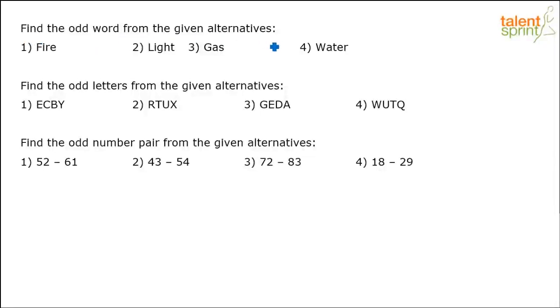Find the odd word from the given alternatives. Now, options are fire, light, gas, and water. I would mark gas as the odd one, because if you understand, there is a category.